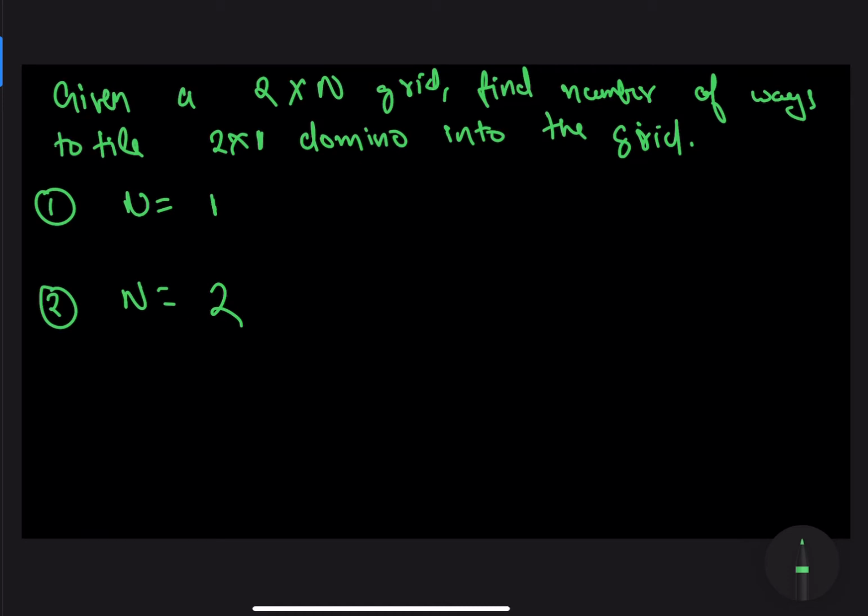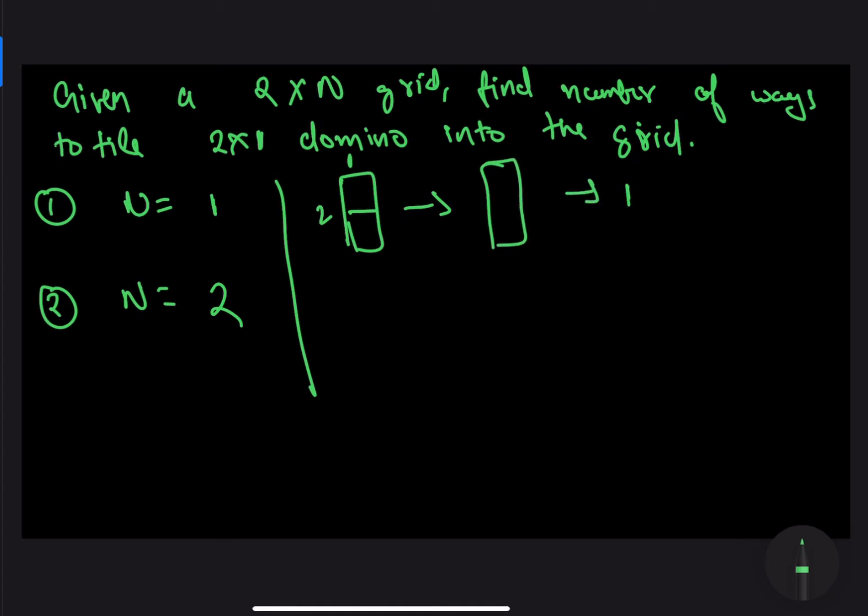So for example, let's just try to understand the test cases first. Let's say n is equal to 1. In this case we need to tile a 2 cross 1 grid. Basically the only way to tile this 2 cross 1 grid will be with the help of a 2 cross 1 domino laid down in a vertical fashion, and thus the answer will be equal to 1.